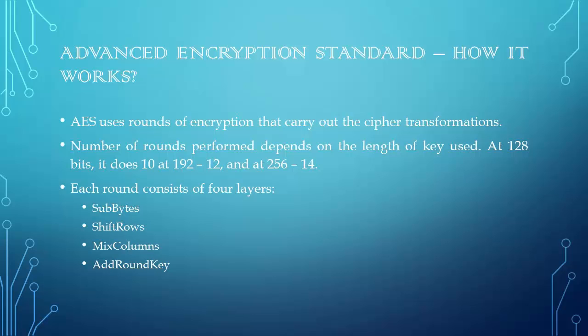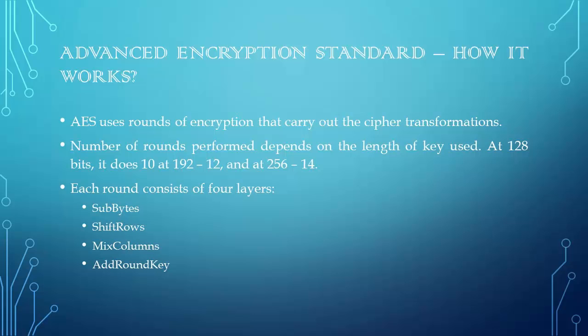SubBytes provides excellent confusion. What is confusion? It is a property of a secure cipher operation. It makes the relationship between the ciphertext and the symmetric key as complex as possible. This creates non-linear tables, which are extremely good at eliminating patterns.